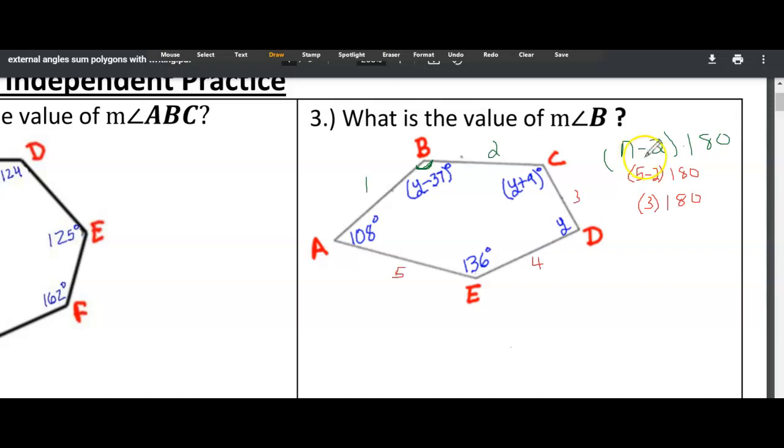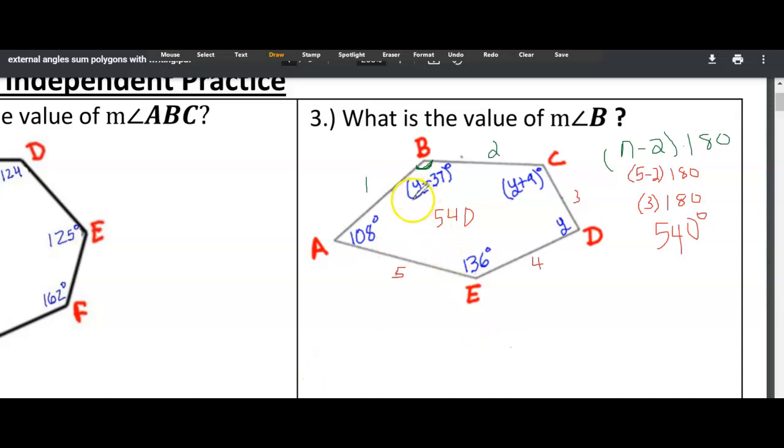Okay, so 5 sides minus 2. There's 5 sides: 1, 2, 3, 4, 5. 5 minus 2 is 3. 3 times 180 is 540 degrees. So the total sum of all these angles, all the interior angles, is 540 degrees. So let's go ahead and put our equation.